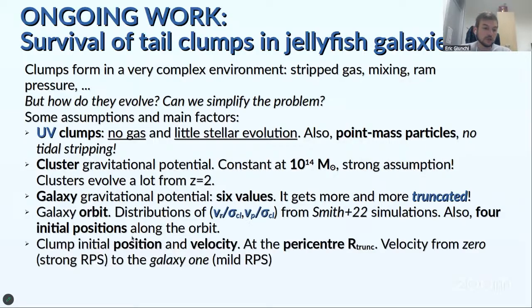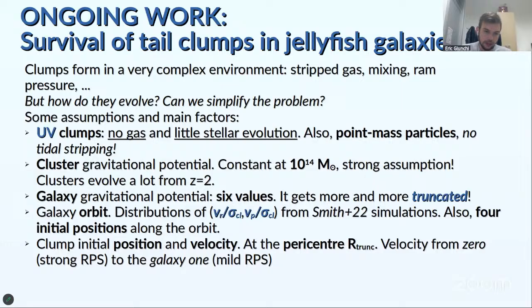Finally, we need to assume an initial position and velocity for the clumps, and we decided to place them at the truncation radius that we have at the pericenter, so the minimum truncation radius. The idea is that if a clump wants to become a wanderer, so to become an independent object, it must at least cross this minimum value, because if it always remains inside the truncation radius at the pericenter, so the minimum truncation radius that we can have, for sure it will remain bound to the parent galaxy.